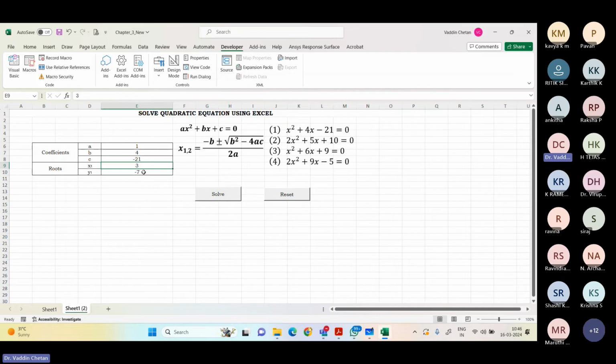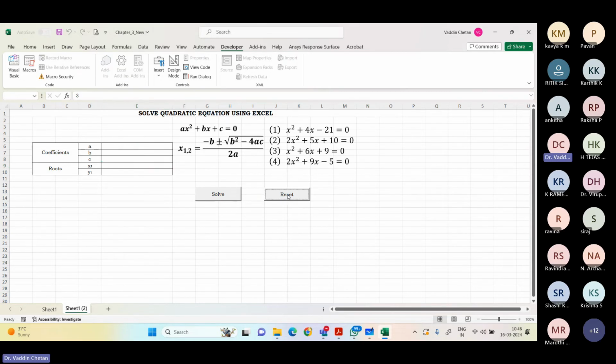In the similar fashion, minus 7. Minus 7 square is 49 plus 4 into minus 7 is minus 28. Right? Minus 28 minus 21 will be minus 49, plus 49 minus 49. The answer will be 0. So that means the code which you have written is absolutely correct.